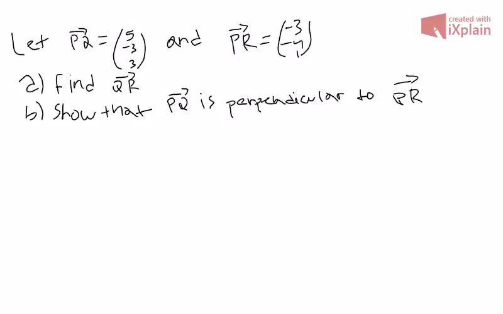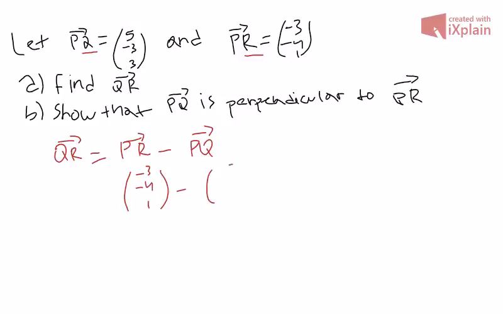Letter A asks us to find QR. So we're trying to get from Q to R. In order to find QR, we subtract vector PR minus vector PQ. So we take the components of PR, which are negative 3, negative 4, and 1, minus the components of PQ, which are 5, negative 3, and 3.